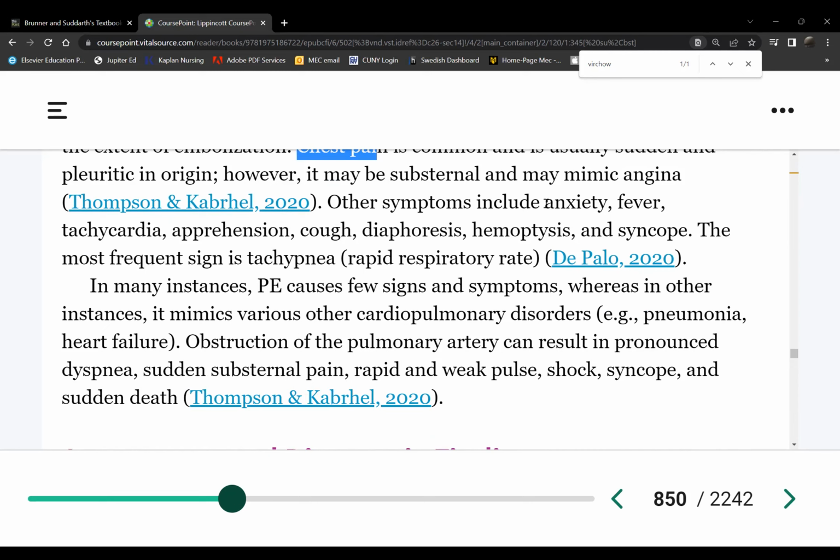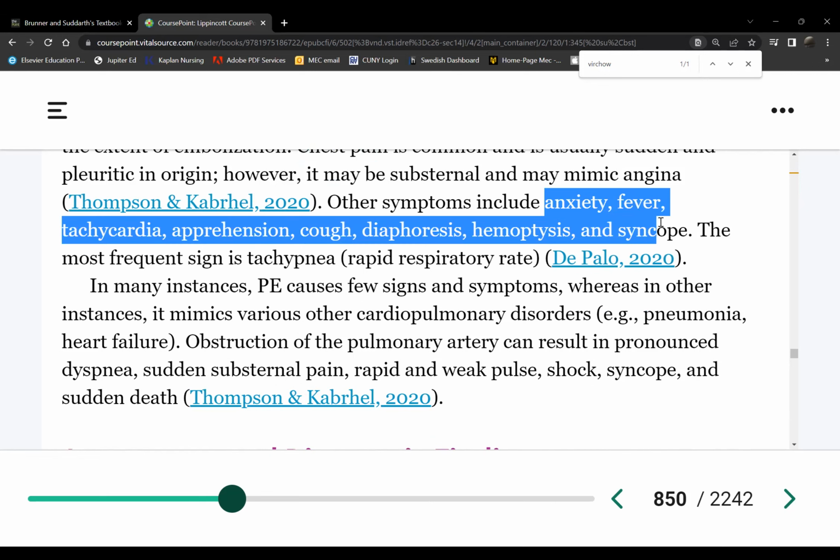So other symptoms, again, anxiety, because is this scary? Yeah, you'll be scared to death here. You can't breathe. So these are the other manifestations: tachycardia as a result of hypoxia. There's a feeling of impending doom. We call it apprehension. There's cough, diaphoresis, because there will be pulmonary edema here as well. So there will be some blood in the sputum.